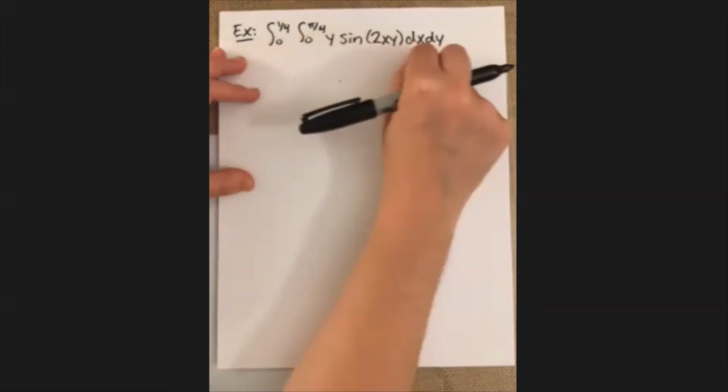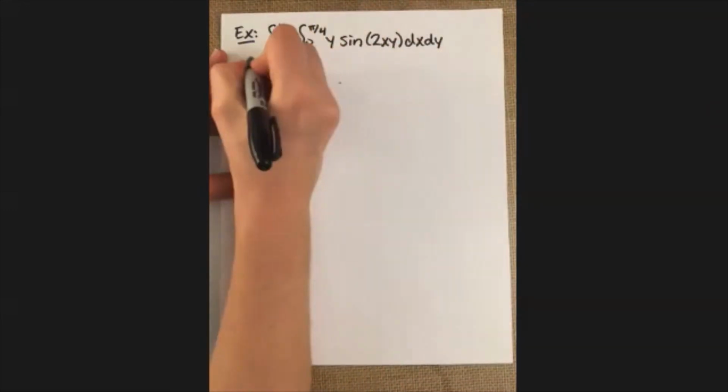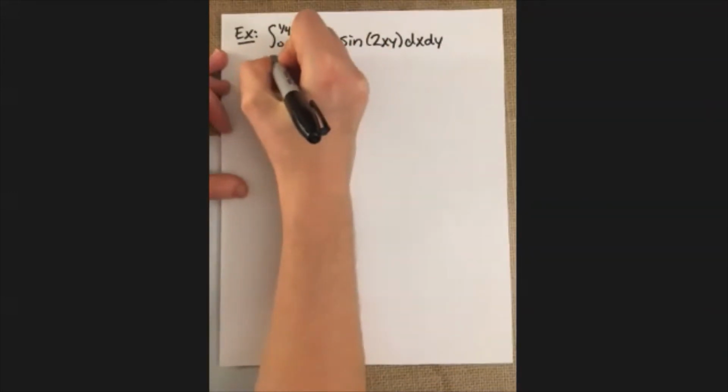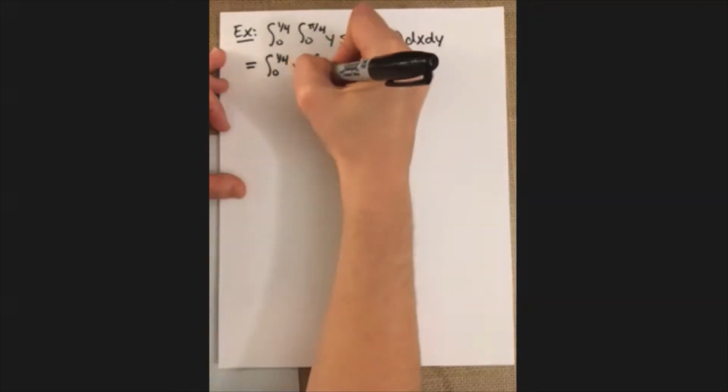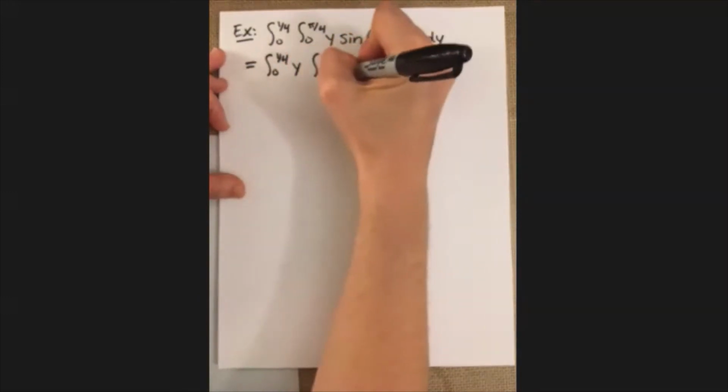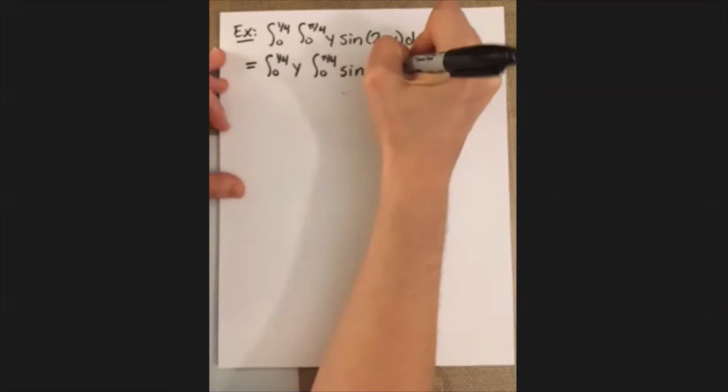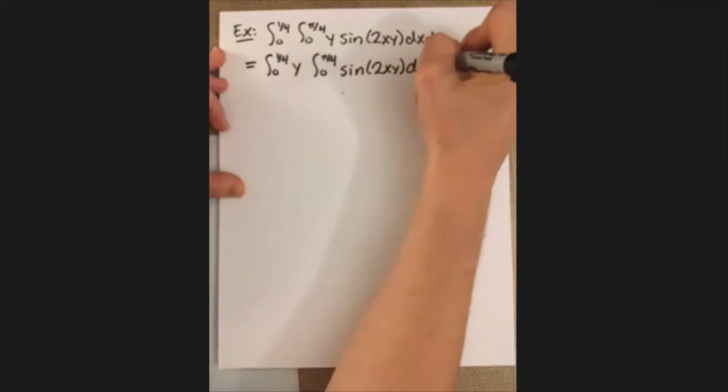We can pull this y out to the front because this first integral in here is just with respect to x. So we have the integral from 0 to 1 over 4, y, integral from 0 to pi over 4, sine of 2xy dx dy.